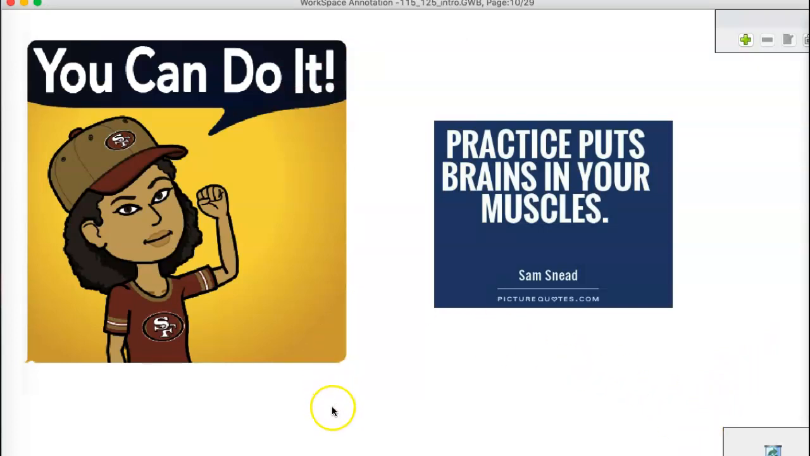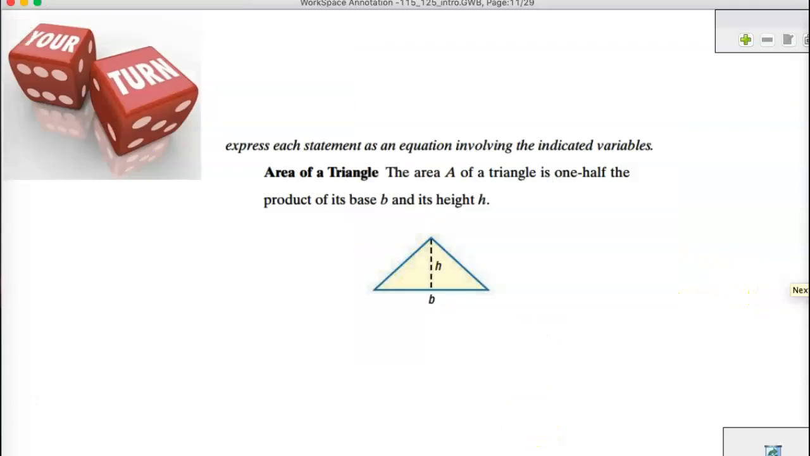We can do this, but it's going to take a lot of attention, right? Practice puts brains in your muscles. So if you're only doing a minute a day, are you going to gain the muscle that you want in order for you to grow in this course? Now, I don't want to spend too much time here, but I just want to go over.